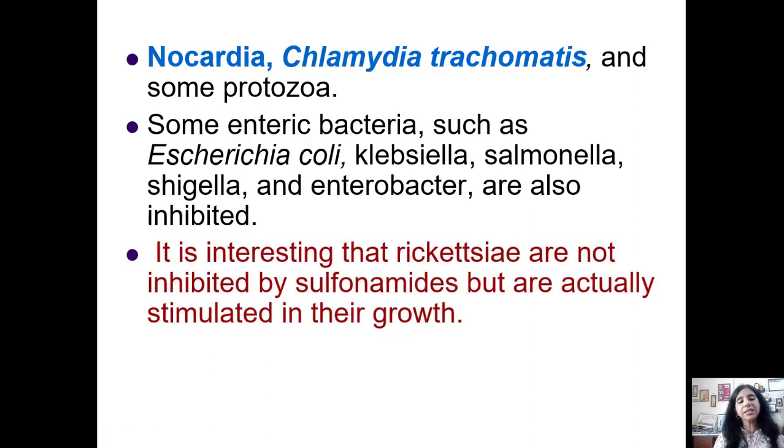It is interesting that rickettsia are not inhibited by sulfonamides but their growth is actually stimulated. Rickettsial group of organisms, they cause rickettsial fevers, Rocky Mountain spotted fever, scrub typhus fever. Tetracyclines are the drug of choice for rickettsia. Sulfonamides are not effective for rickettsial infections, although they are effective for the other atypical infection, Chlamydia trachomatis.